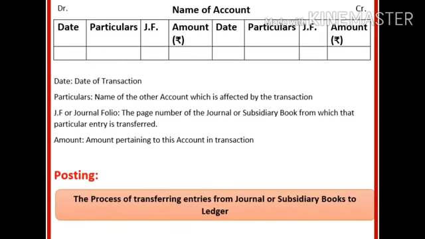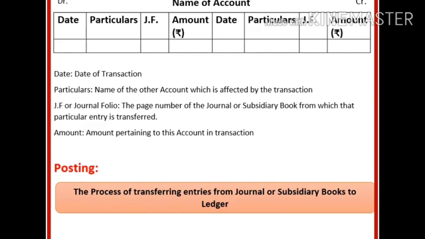And this process of transferring entries from journal or subsidiary books to the ledger: first we have entered the transaction in journal, and then we are taking this transaction to the respective accounts in the ledger. This process is termed as the posting.